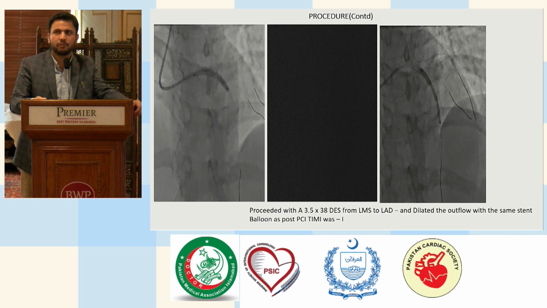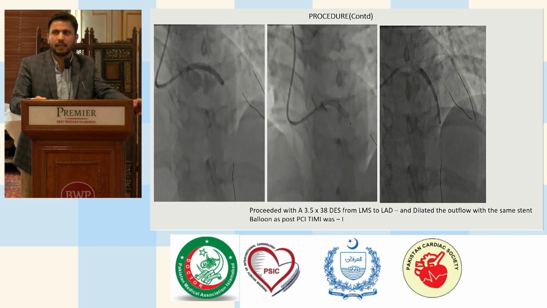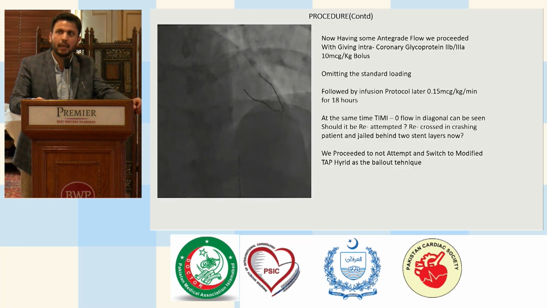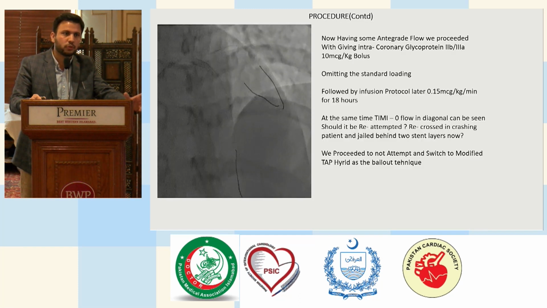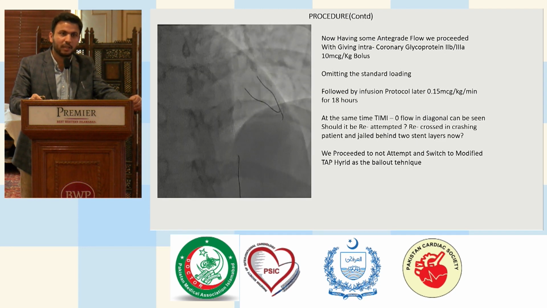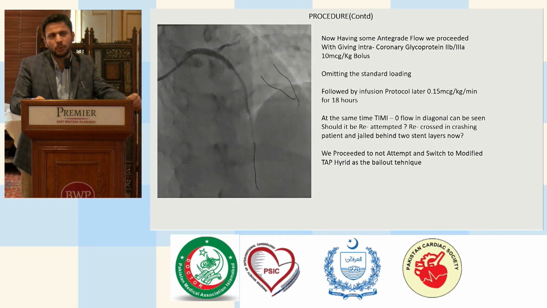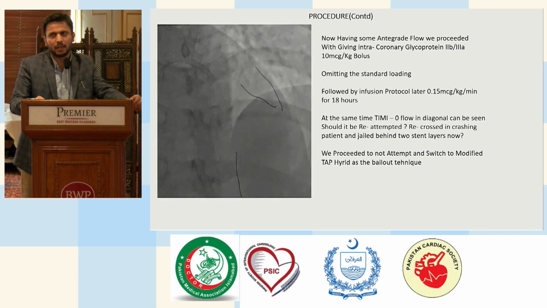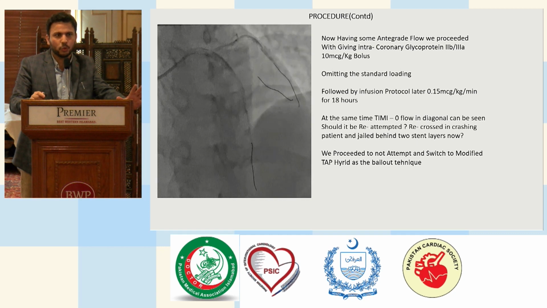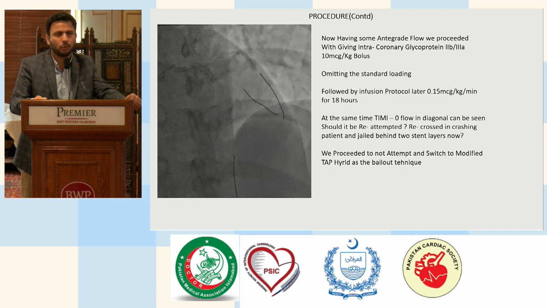We proceeded with a left main to LAD stenting, overlapping it with the previously deployed stent, confirming it in multiple views. And that diagonal that we sought to protect, we've actually lost it, and there is TIMI zero flow in that diagonal. So what do you do? Do you try to fish this out in a crashing patient, or do what is necessary and just do a bailout and come out? So we decided to do a bailout.